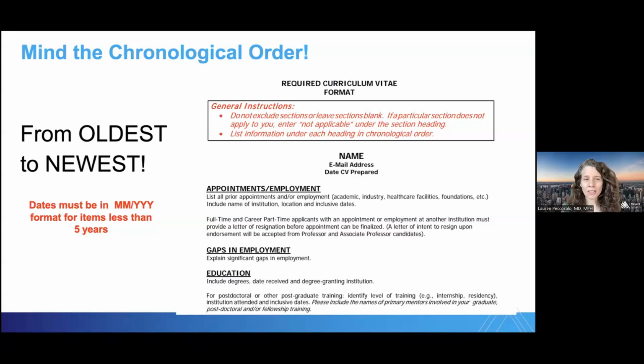Okay, so chronological order from oldest to newest. That's very important. Anything that's happened in the past 5 years has to be listed as a month and a year, and I'm missing one of the Y's in that year. But anything more than 5 years ago can just be listed with the year. Okay, so just some other tips there.